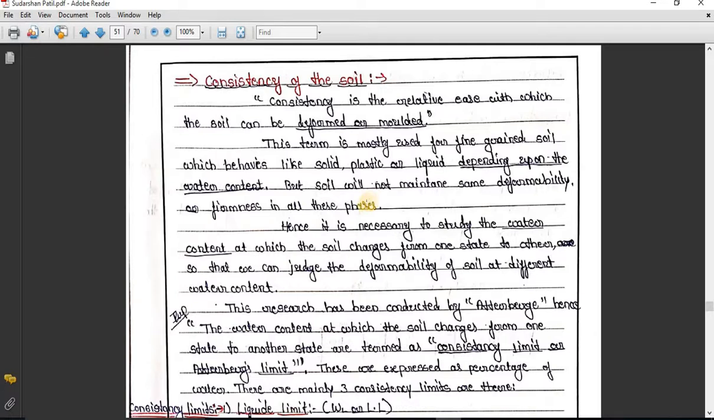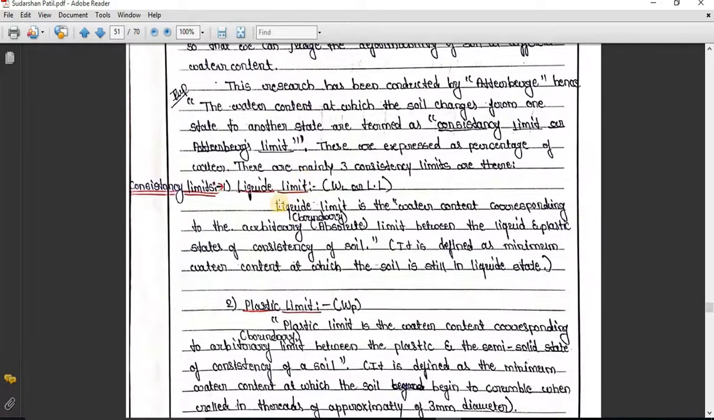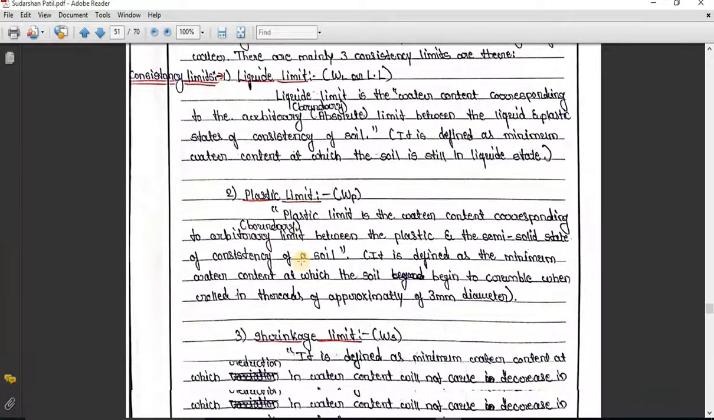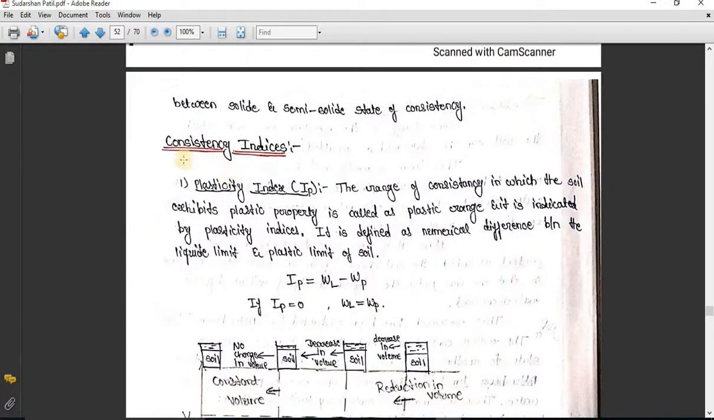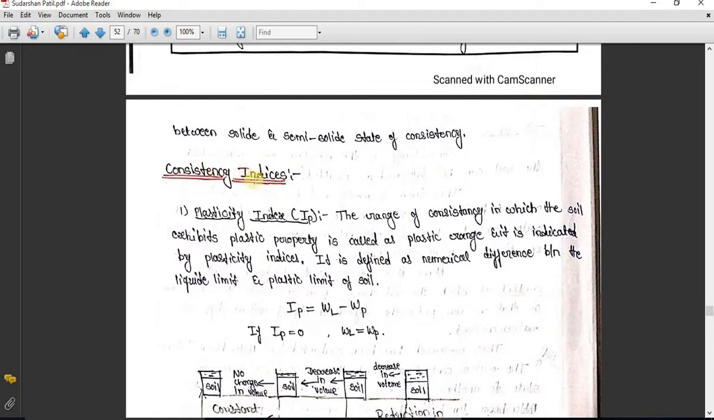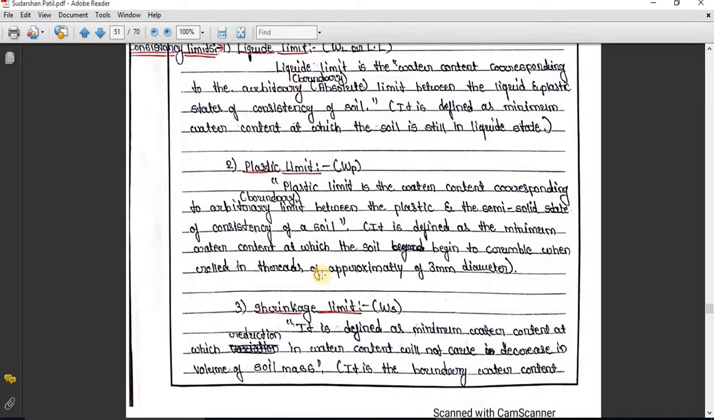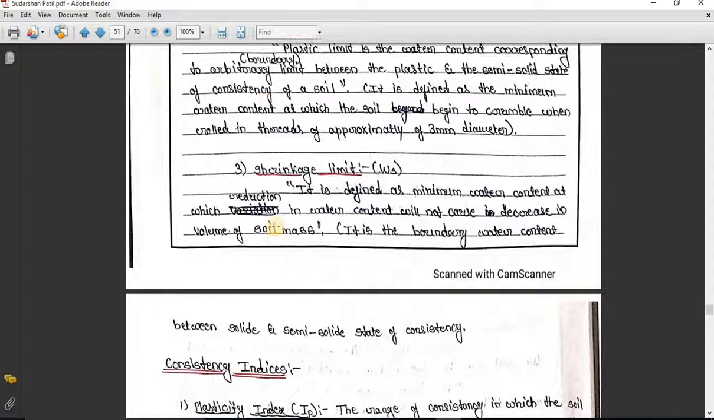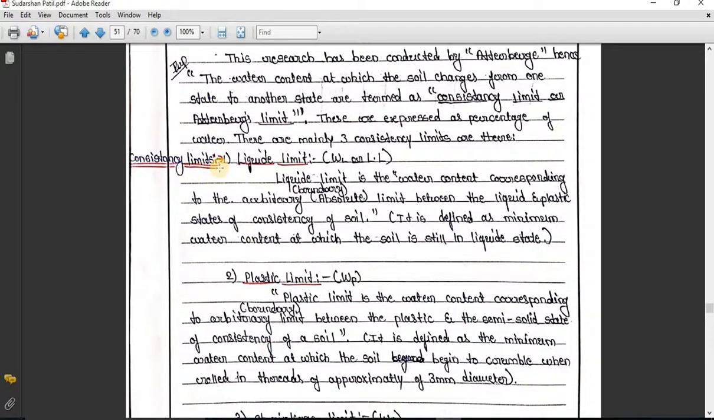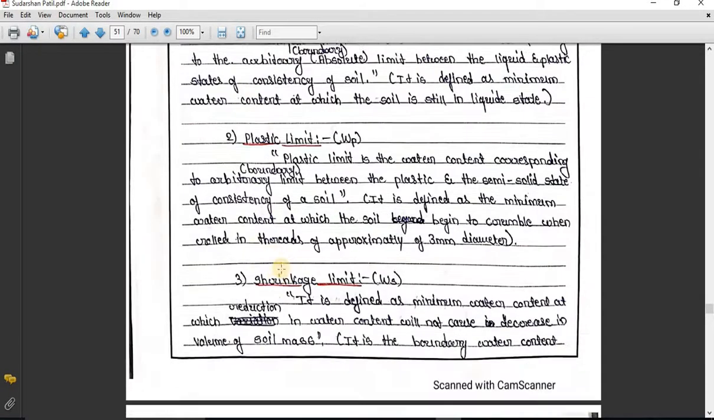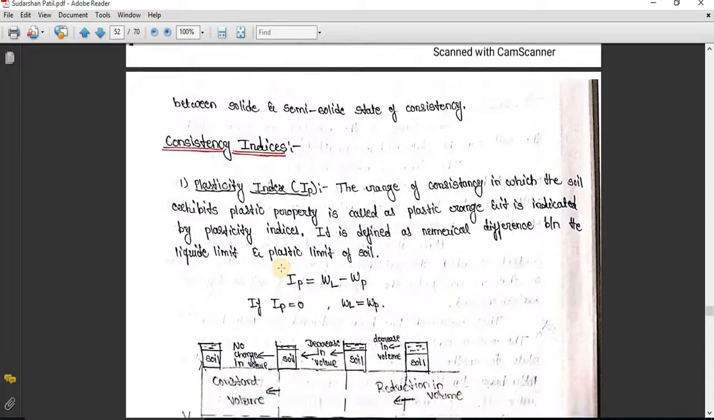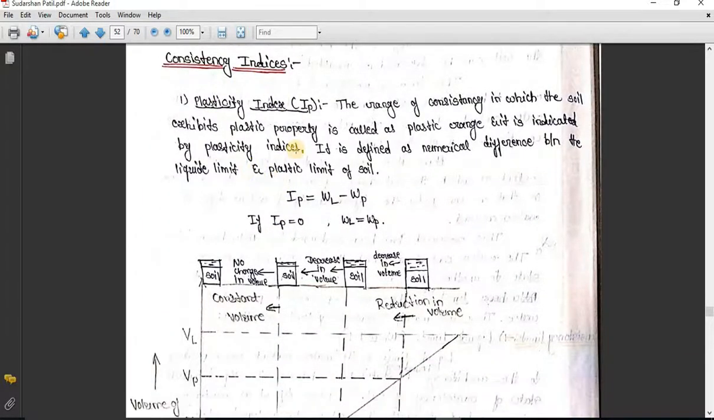So in the next session, we are going to study the Atterberg's limits, and after that we are going to study density indices or consistency indices. These consistency indices depend entirely upon the consistency limits. So first we will study the consistency limits, then we will move to the consistency indices.